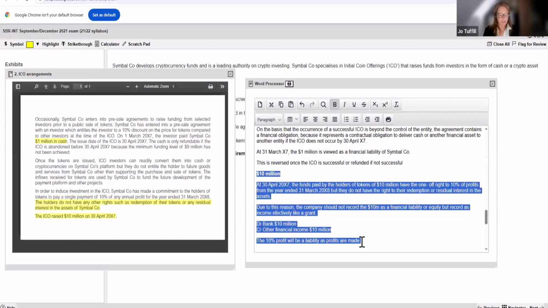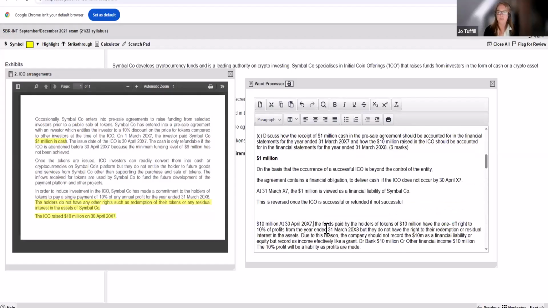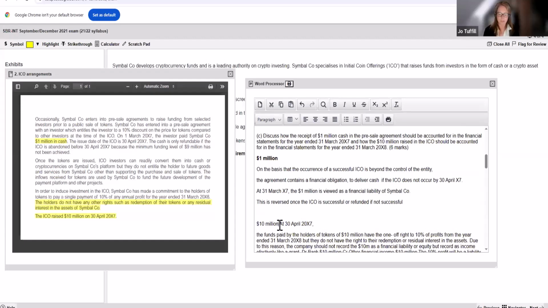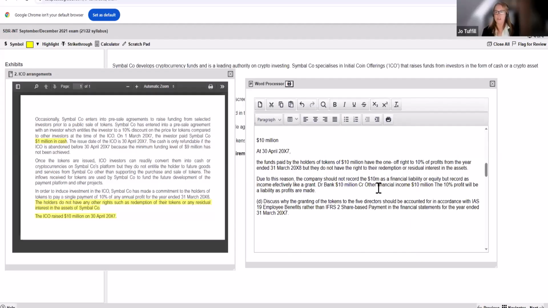And if you did, and said, oh, I'd get it wrong, well, you wouldn't get it wrong because you've argued your point. The funds are paid by the holders of the tokens, 10 mil, have a one-off right to 10% of profits for the year ended, but they do not have a right to redemption of the assets or a residual interest. So due to this reason, it should not be recorded as a financial liability or equity.